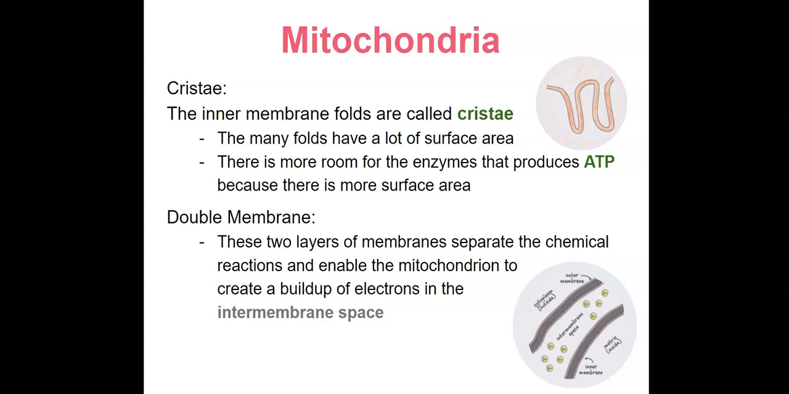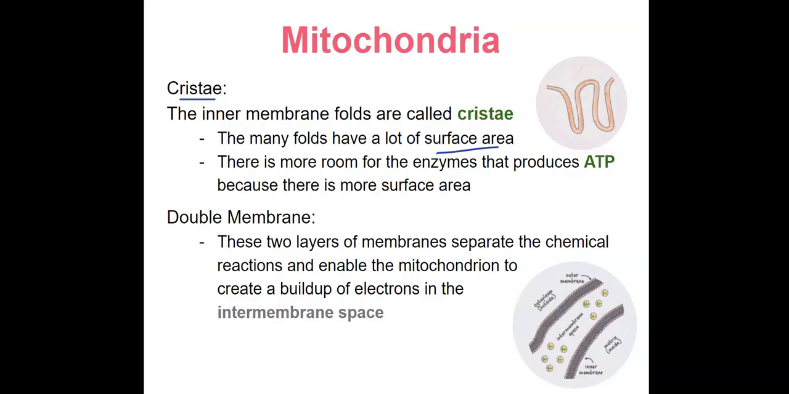Now into the actual parts of the mitochondria where the process of cellular respiration occurs. The first main part of the mitochondria is called the cristae. So this is the inner membrane folds. This is where a lot of cellular respiration occurs. There is a lot of surface area, because you're folding, you're going back and forth. So there's more room for all of the enzymes to allow for ATP to be made, which is again the main product of respiration.